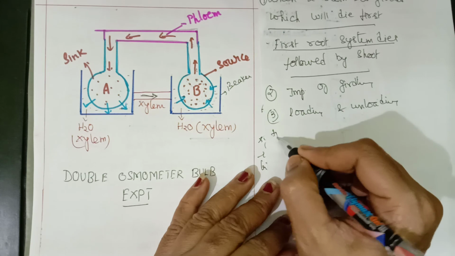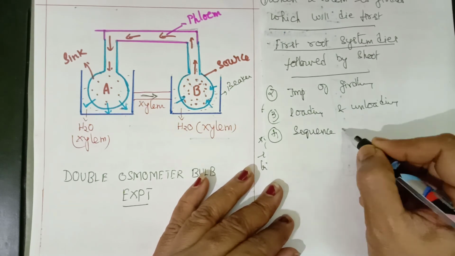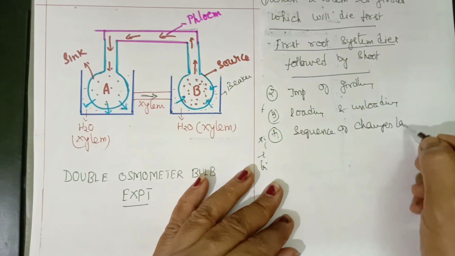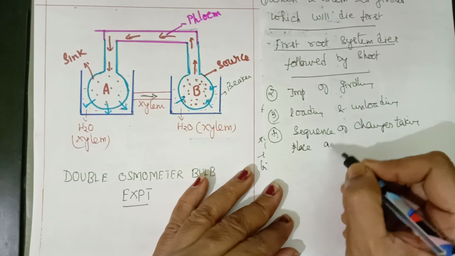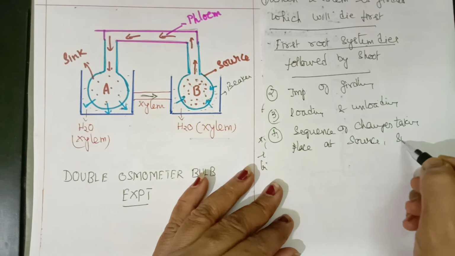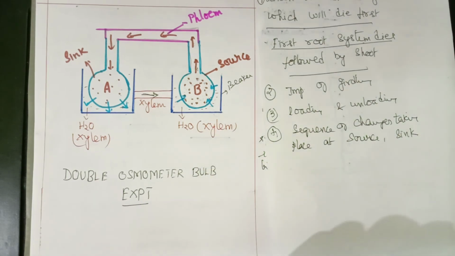Then you can get another question on the sequence of changes taking place at the source as well as at the sink, both source and sink. What is the sequence of changes taking place so that transport of food material is taking place?